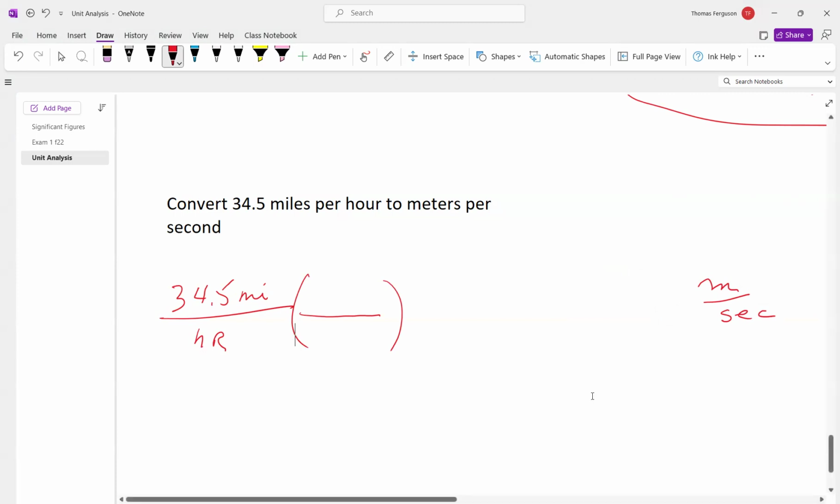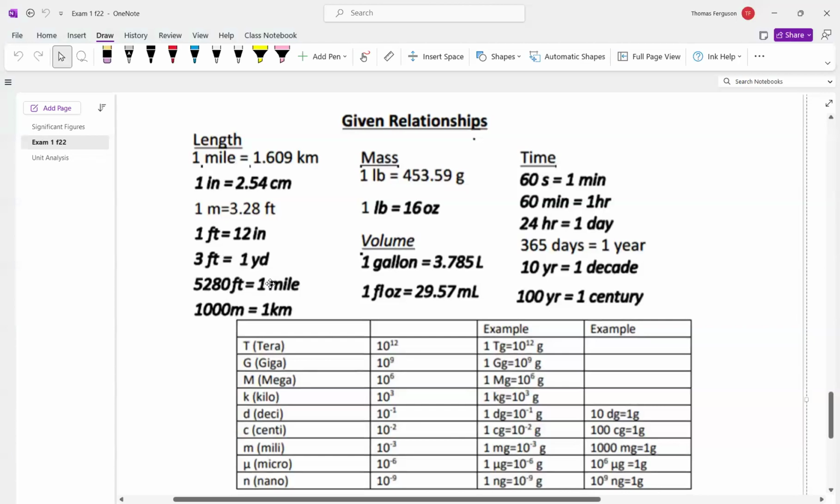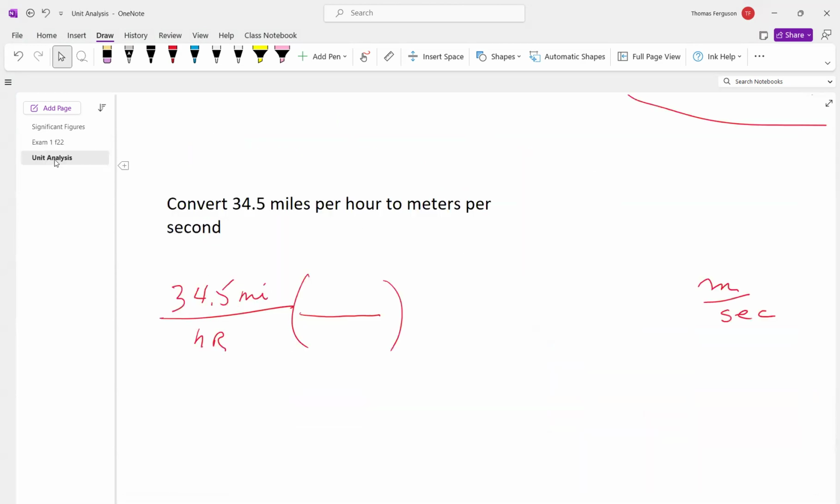Now you're going to be getting this sheet on Tuesday. It's got the metric on it, expanded metric, and the boldface ones are definitions. That means they have infinite significant figures. So miles, we can convert miles to kilometers. That gives us kilometers, and then from kilometers, we can go to meters.